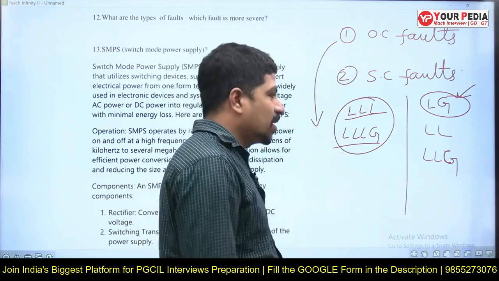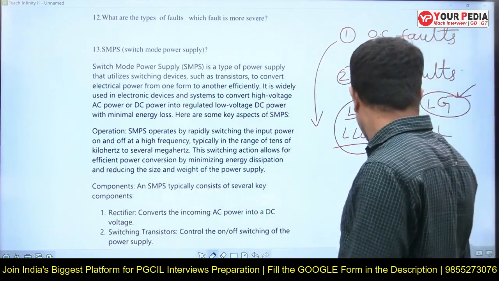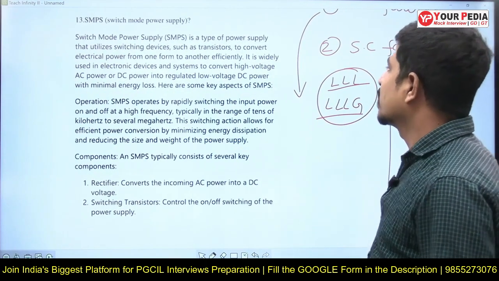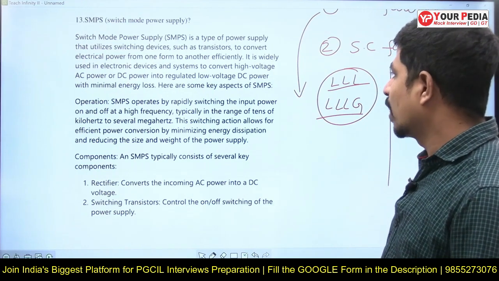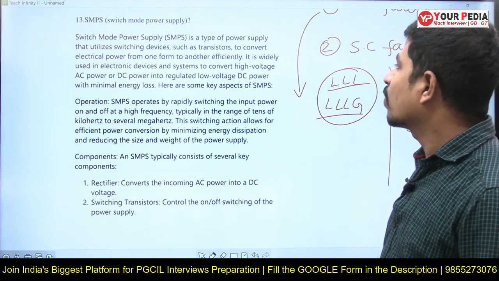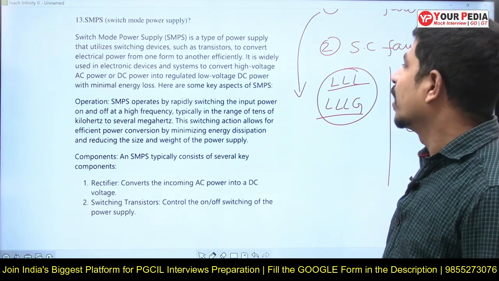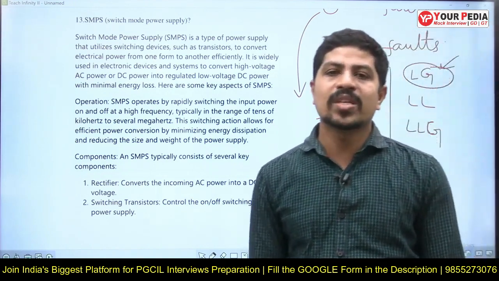Right? What is SMPS? Switched mode power supply it is, we all know that. Let's understand about it more in detail. SMPS is a power supply that utilizes switching devices such as transistors to convert electric power from one form to another form efficiently. It is widely used in electronic devices and systems to convert high voltage AC power to regulated low voltage DC power.